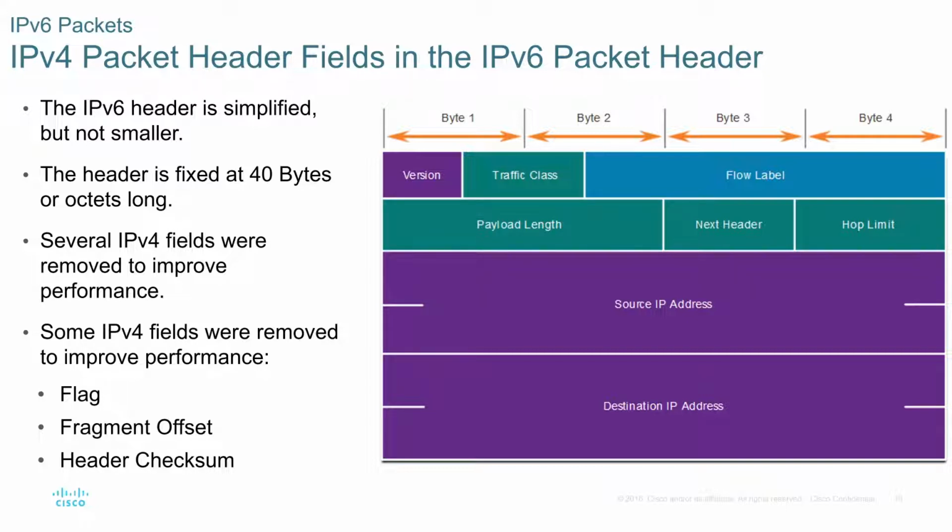Several of the IPv4 fields were removed to improve performance, and some of the ones that were removed were the flag, the fragment offset, and the header checksum. You may notice here a field called hop limit. The hop limit is equivalent to the time to live field in IPv4.